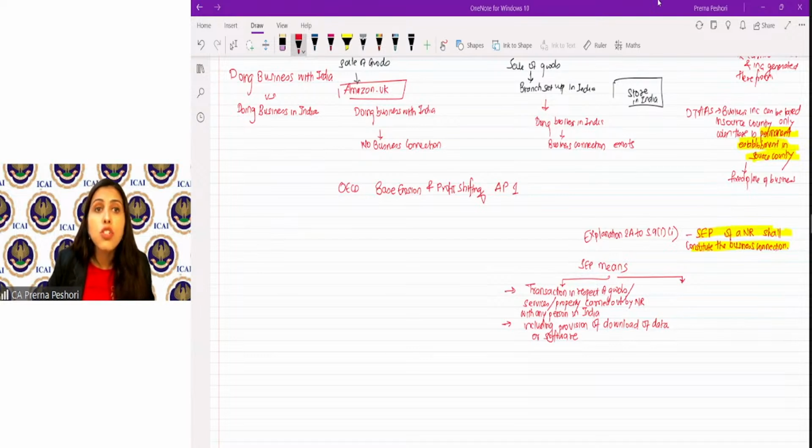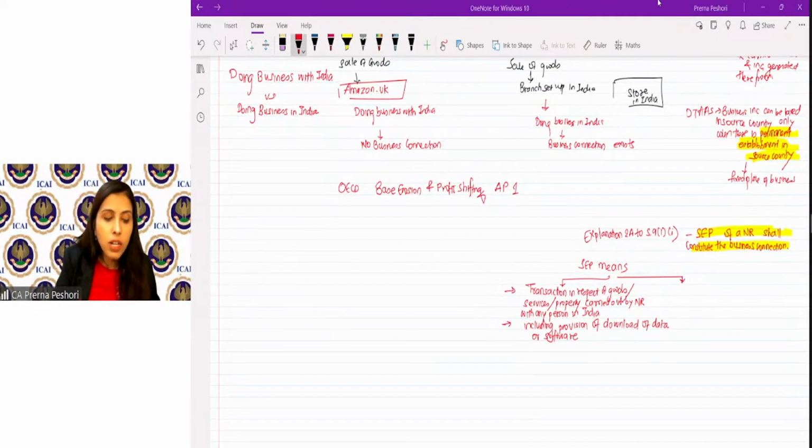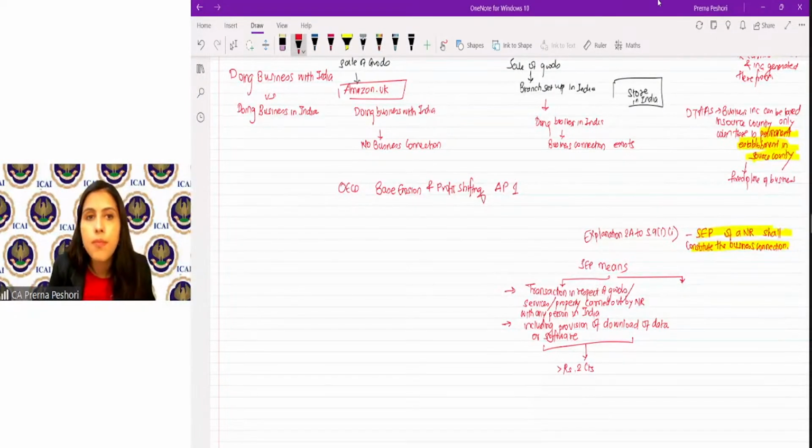So, any transaction which has been carried out by a non-resident will constitute the significant economic presence. Now, there are thresholds which are given. Only when this threshold has been met will the significant economic presence get constituted. So what is the threshold which they have given? The threshold is 2 crore rupees. So if the transaction exceeds rupees 2 crore, then only the SEP will get constituted.